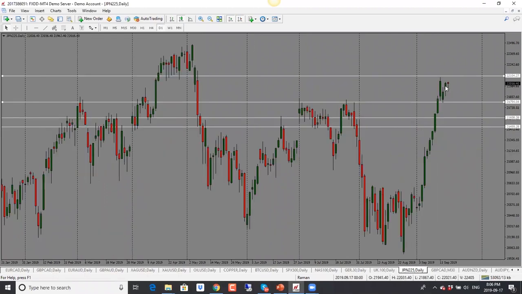Nikkei here, this one is looking bullish here, so bias is bullish. Next target is 22,100, so bullish bias here for Nikkei as well.